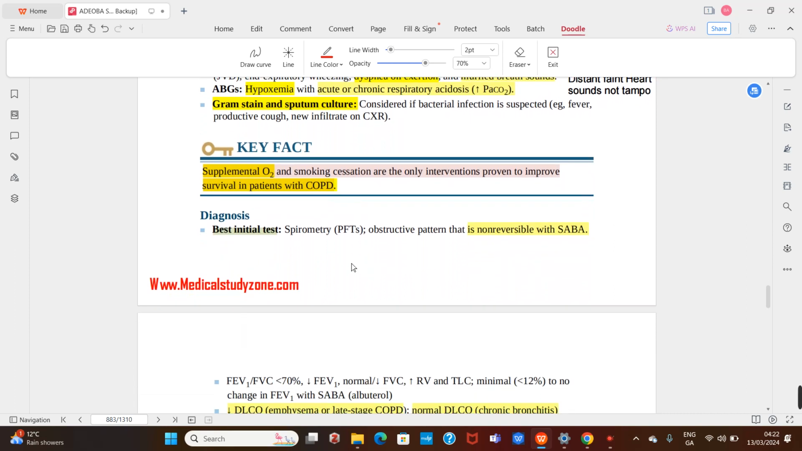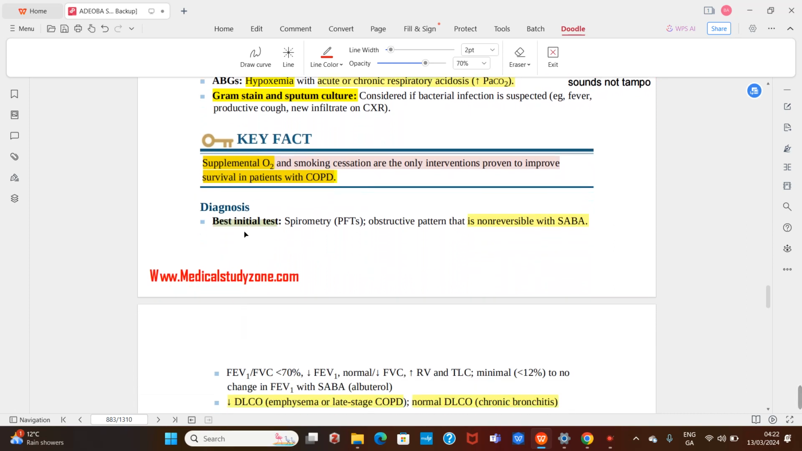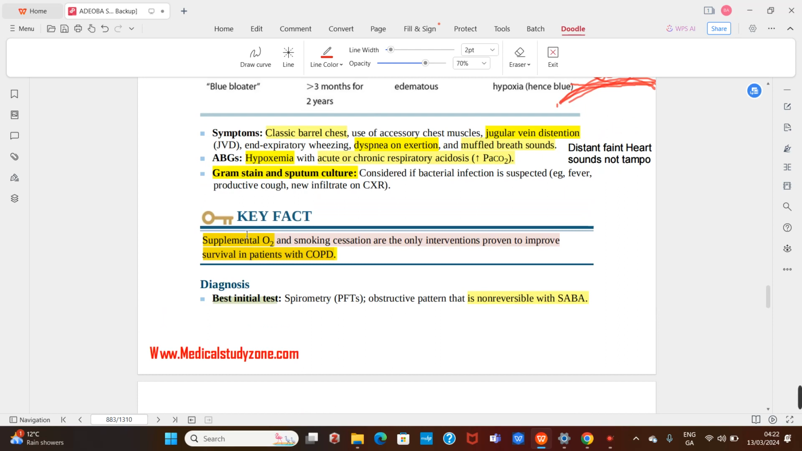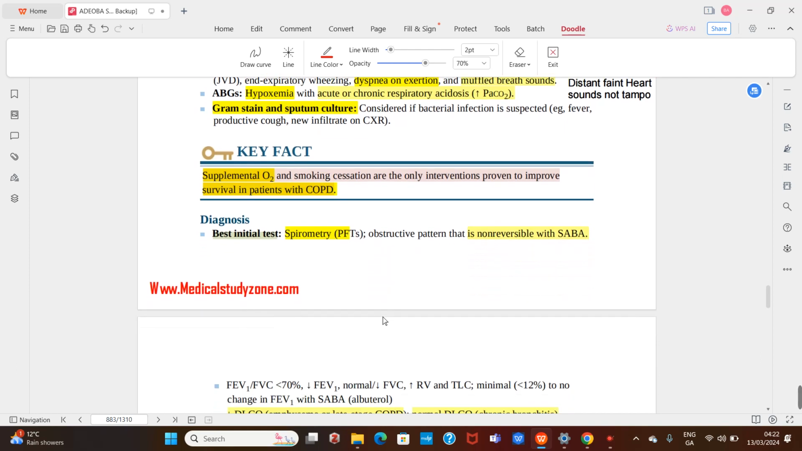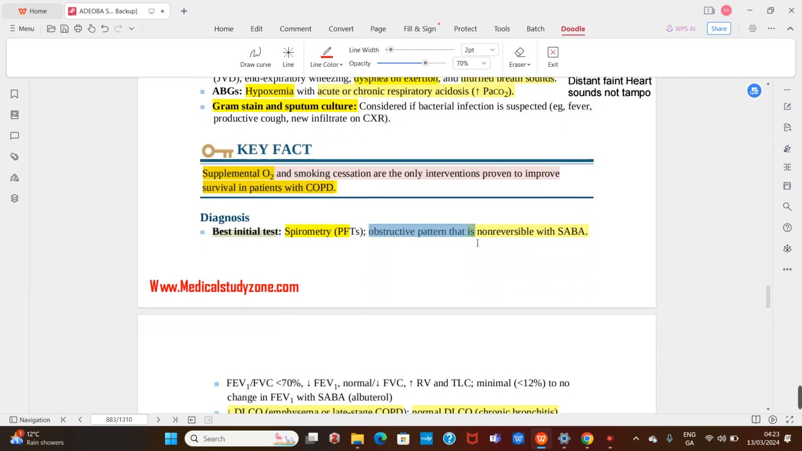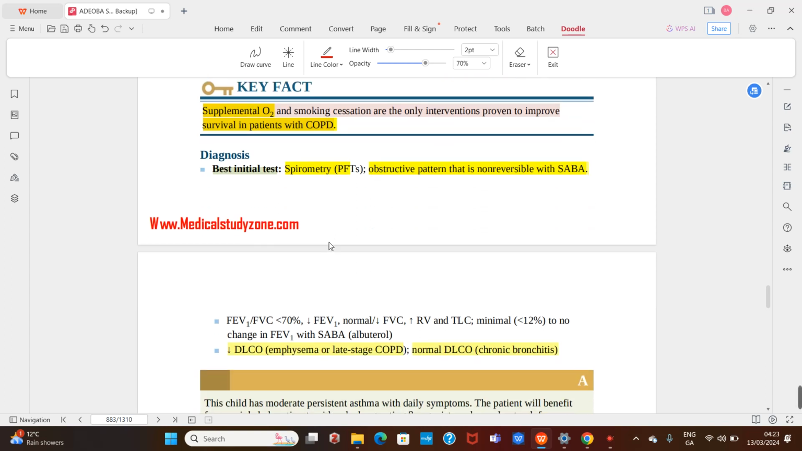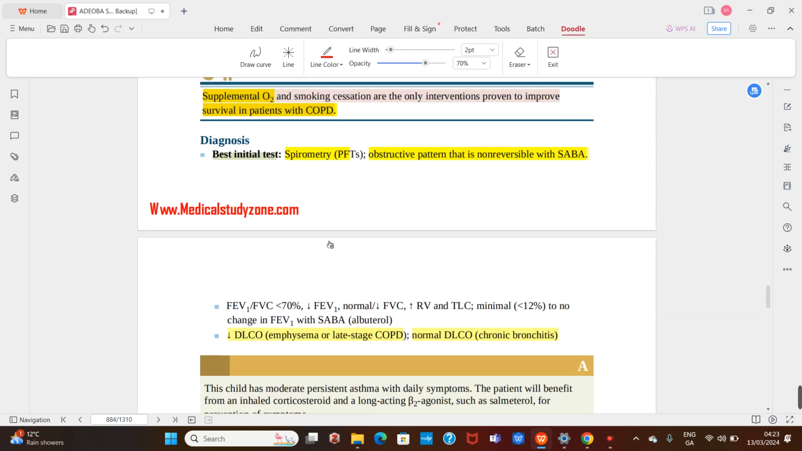Okay, so diagnosis: somebody having a COPD-like picture, you want to do your spirometry, right? It's the best initial test to confirm what you are dealing with, and you are going to see an obstructive pattern that is not reversible with your SABA. Once you see this, you know that this is definitely COPD. Although I expect somebody to checkmate me that maybe you can see this in bronchiectasis, so that's why you are not going to stop here.